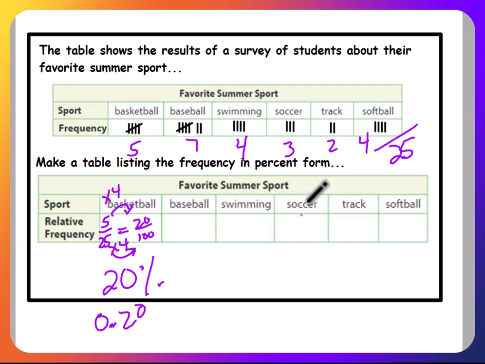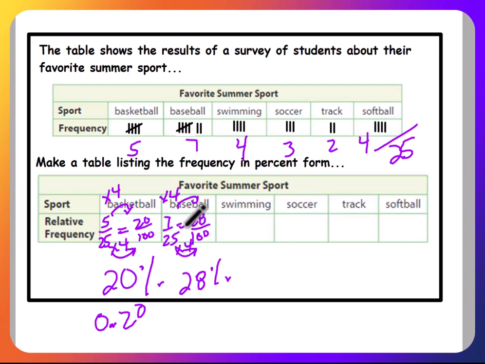Baseball, same thing. What is the fraction of the 25 students that chose baseball? 7 out of 25. We want to change that to 100 because we want it to be a percent. What's the scale factor? Well, it's times 4. 25 times 4 is 100. Do the same thing with the 7 and you get 28 hundredths, which as a percent is 28%.